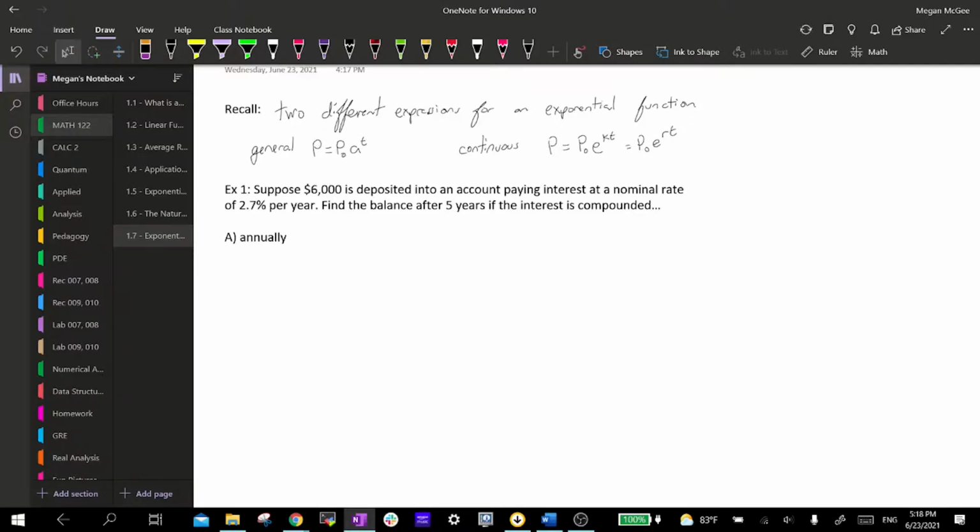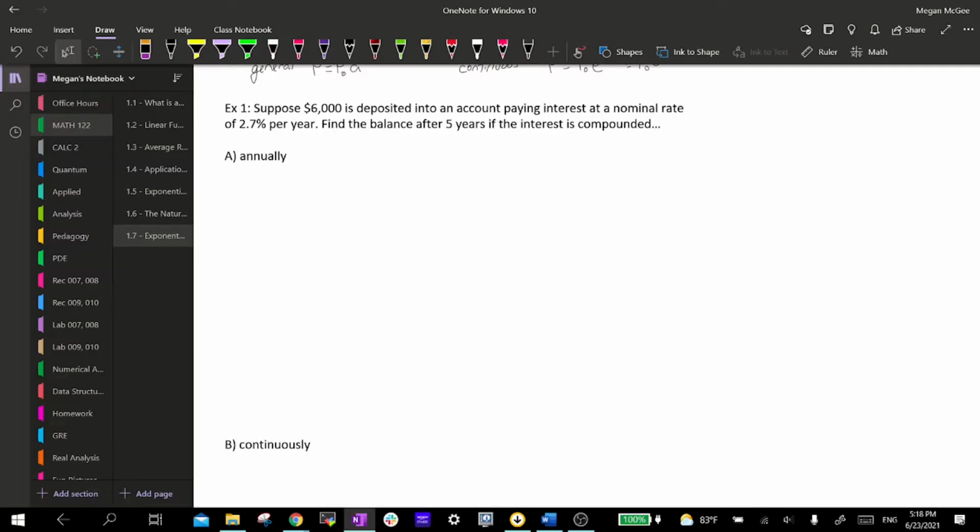Suppose that $6,000 is deposited into an account paying interest at the nominal rate of 2.7% per year. Find the balance after 5 years if the interest is compounded A, annually, and then B, continuously. So we're going to start with $6,000 in the bank account, and our rate is 2.7%, and we are interested in the balance after 5 years, and we have two different ways to compound this interest.